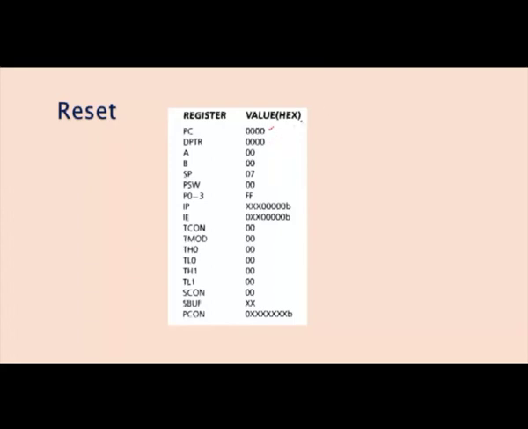the data pointer is cleared, the accumulator and B register are cleared, the stack pointer is initialized with the maximum address, the program status word is cleared, and all special function registers are cleared. So, these are the functions you have to know are done internally. Now, whatever you give will be loaded into the corresponding registers.